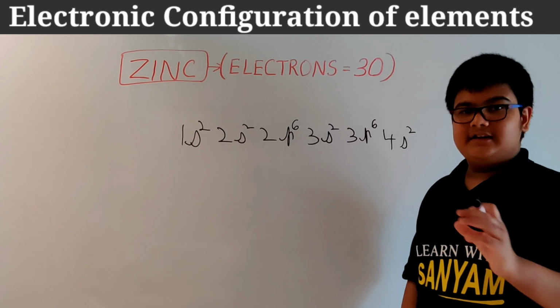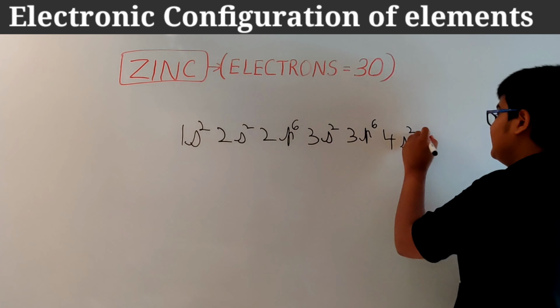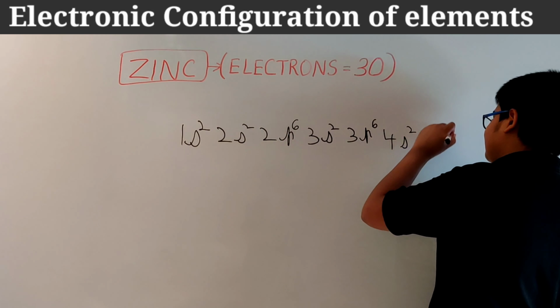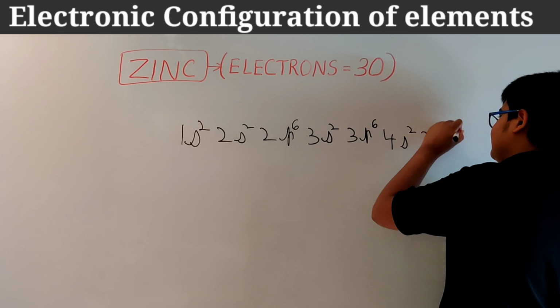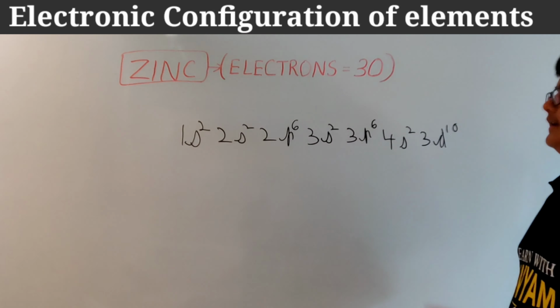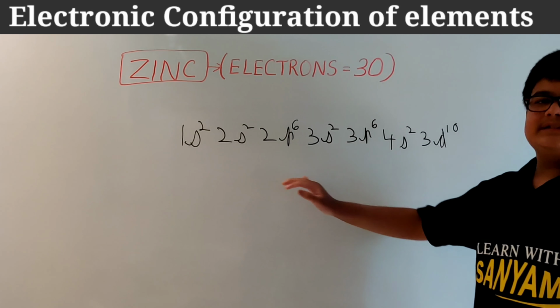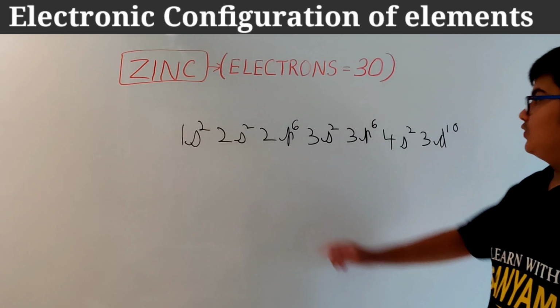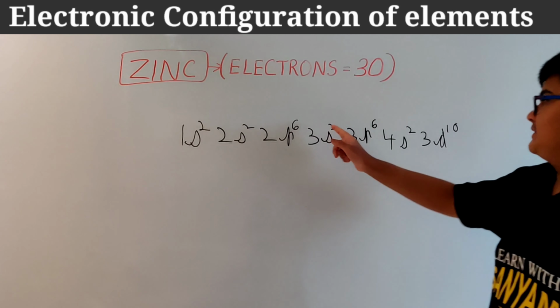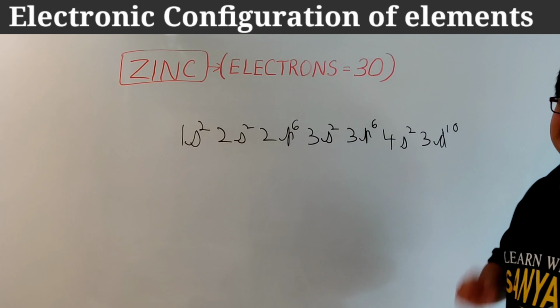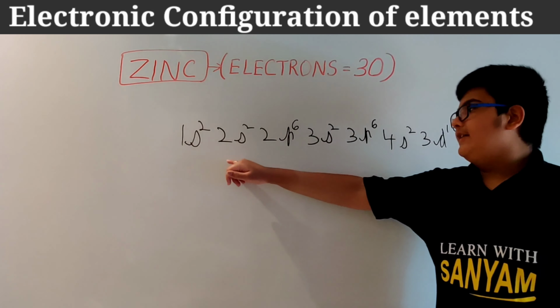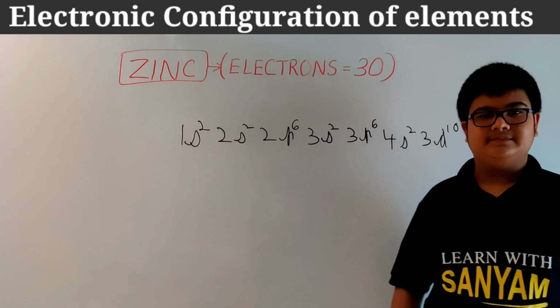Now in the energy order, the next orbital is 3d orbital, and it has capacity of 10 electrons. So here we will write 10. So now we have completely filled all 30 electrons in these orbitals. So you can see that 2 plus 2 plus 6 plus 2 plus 6 plus 2 plus 10 is 30. So this is the final electronic configuration of zinc.